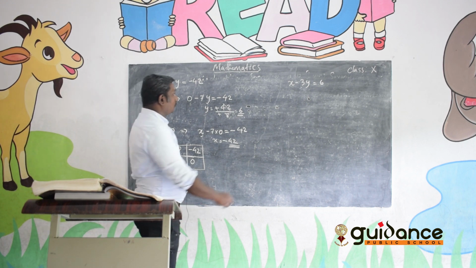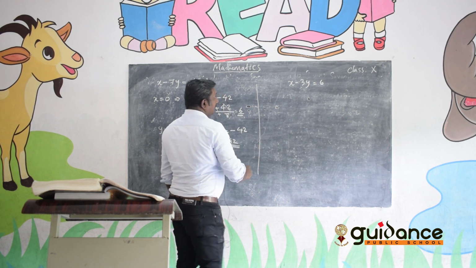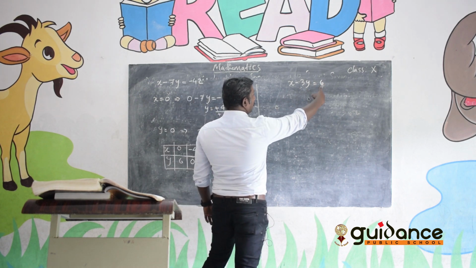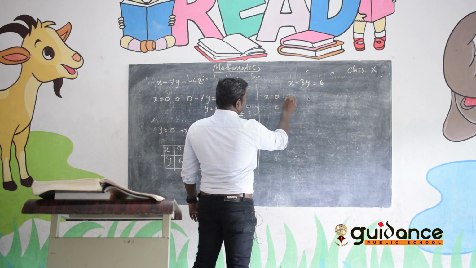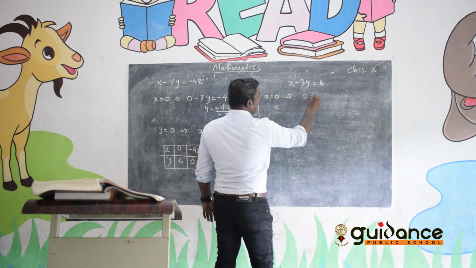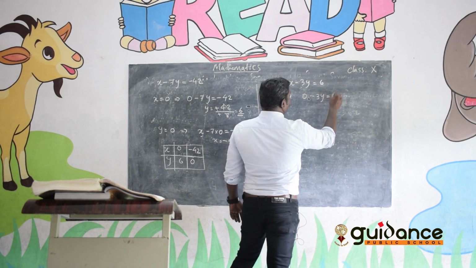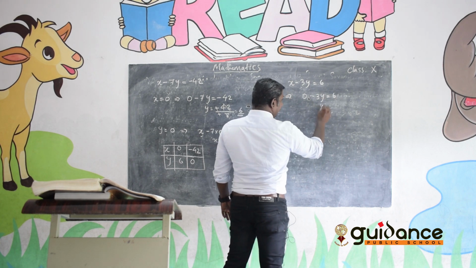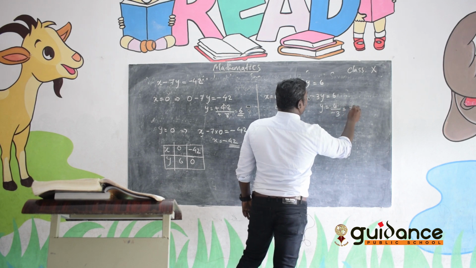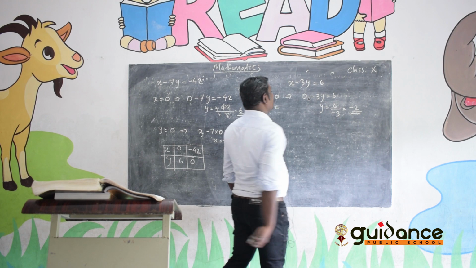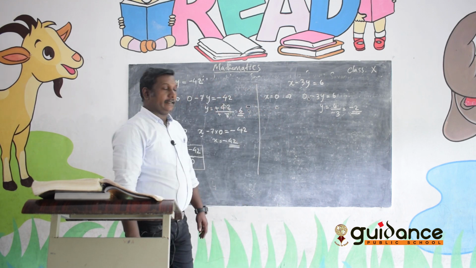Then the second equation, we can also find out this way. Then x minus 3y equal to 6. When x equal to 0, which implies 0 minus 3y equal to 6. So y equal to 6 by minus 3, that is equal to minus 2. When x equal to 0, then y equal to minus 2.